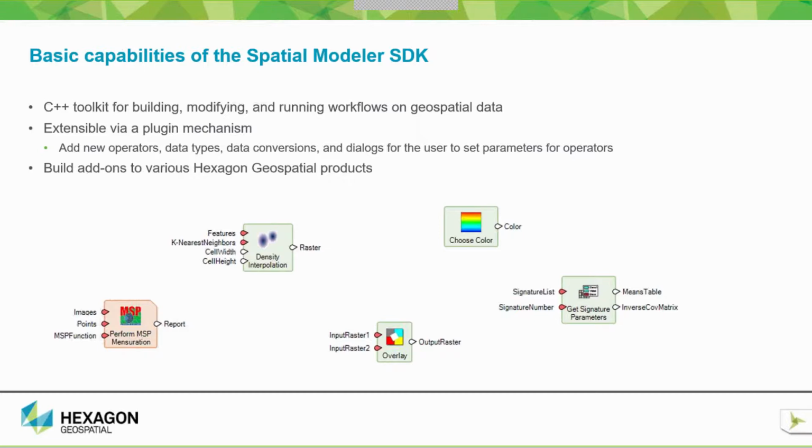And now these tools that you add, these new operators or data types, et cetera, can go into multiple Hexagon geospatial products. So it's not just Imagine. It's GeoMedia, Apollo, Smart Maps, et cetera. Caveat with Smart Maps and Apollo is you have to get it installed on your server, which may not be entirely straightforward. You'd have to work with your server administrators, but certainly on your desktop, it can work in multiple products.